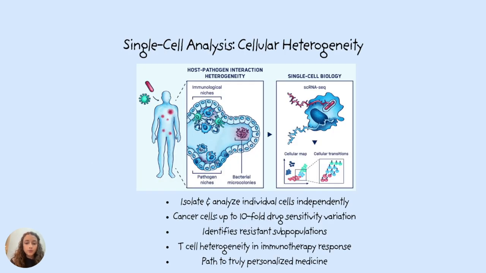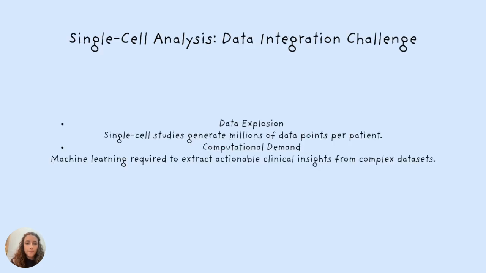Here's where it gets really powerful. Single cell analysis. MEMS lets you isolate and analyze individual cells independently, revealing cellular heterogeneity that conventional methods miss. In cancer therapy, cells that look identical under a microscope can actually require up to tenfold different drug concentrations to kill. Traditional dose response data masks this entirely. Single cell analysis identifies resistant subpopulations so you can design combination treatments. This is where personalized medicine becomes real.